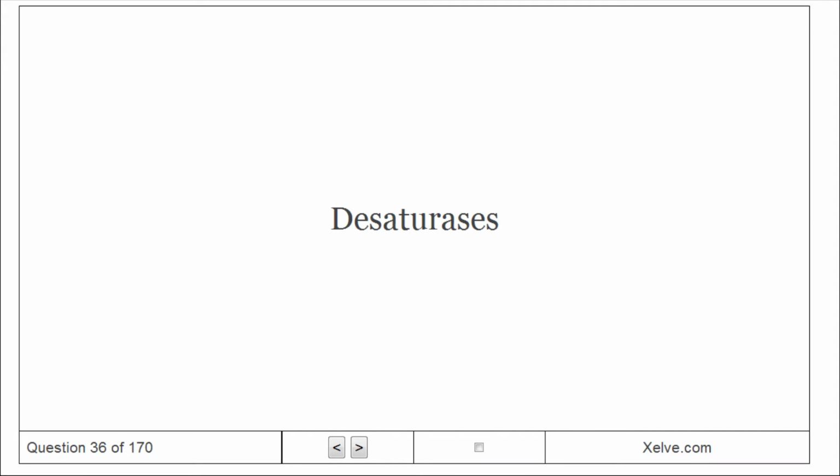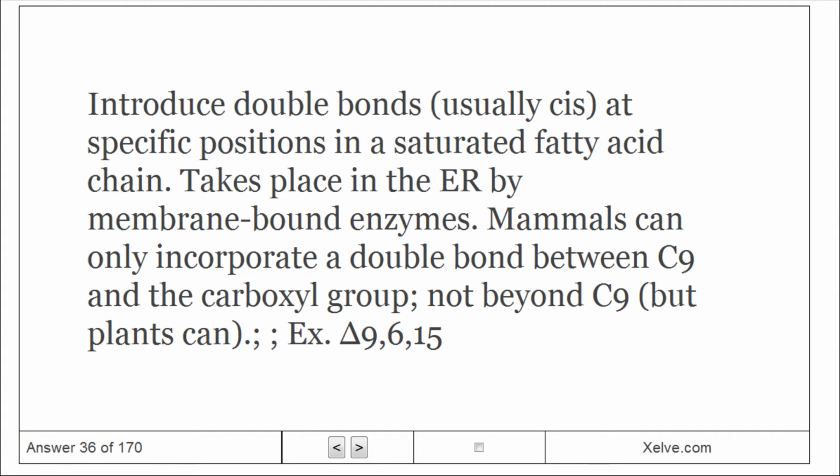Desaturases introduce double bonds at specific positions in a saturated fatty acid chain. Takes place in the ER, by membrane-bound enzymes. Mammals can only incorporate a double bond between C9 and the carboxyl group, not beyond C9: Δ9, 6, 15.